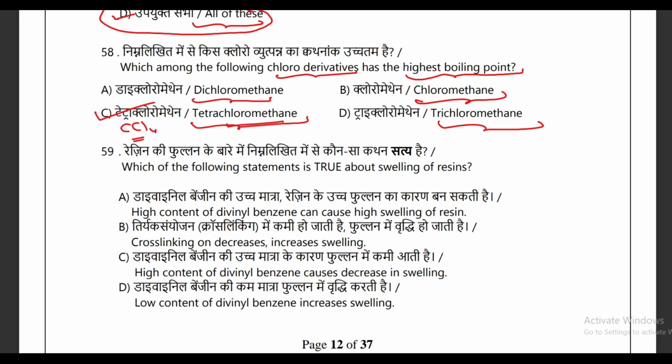Actually, the boiling point of a compound is influenced by its molecular weight and intermolecular forces. The tetrachloromethane has the highest molecular weight and stronger van der Waals forces compared to the others listed. So these factors contribute to the higher boiling point. These are the two factors, so in this case C option is your correct answer.